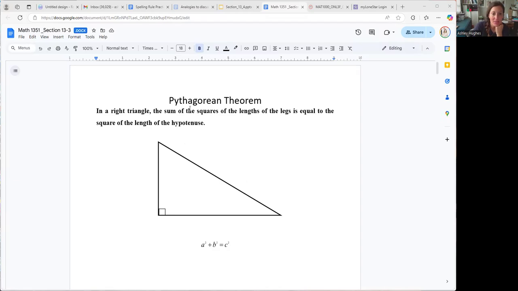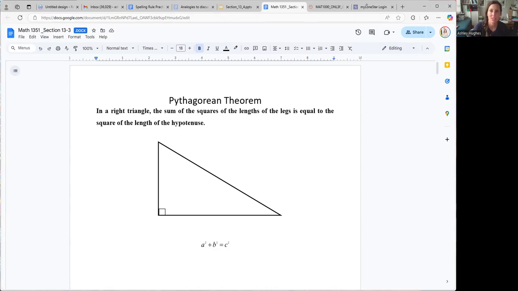We're going to start with the Pythagorean theorem. The sum of the squares of the lengths of the legs is equal to the square of the length of the hypotenuse. Basically, it's this famous theorem right here: a squared plus b squared equals c squared. And let me show you how that plays out.